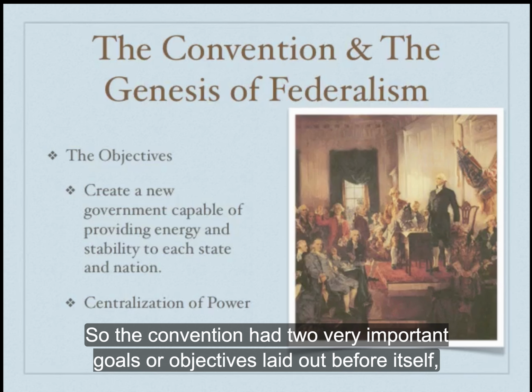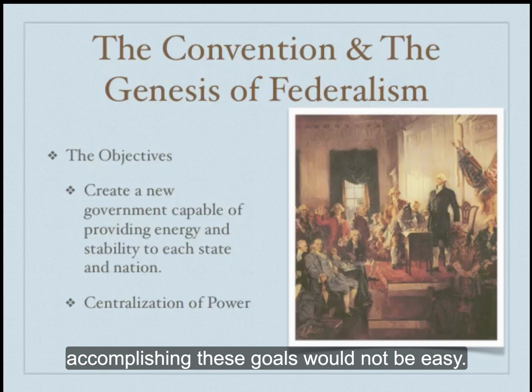So the convention had two very important goals or objectives laid out before itself. Accomplishing these goals would not be easy.